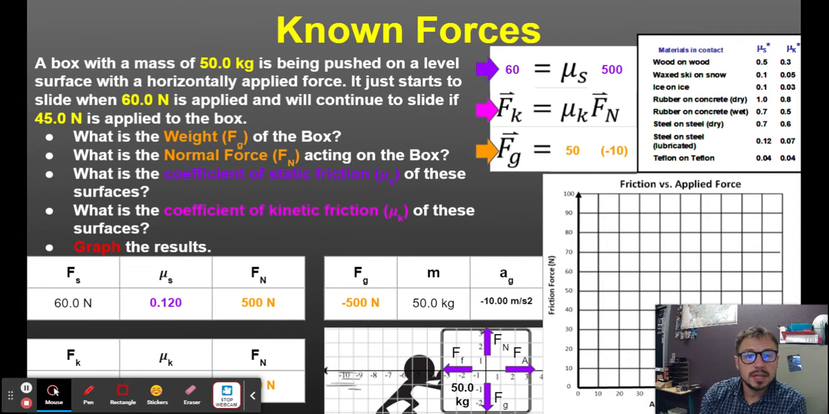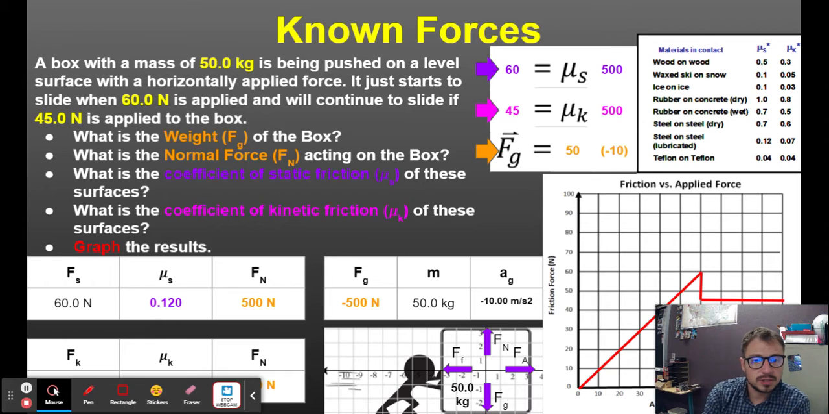All right, so then you can come in here and you can plug that in. So I know that if it's sliding at a constant velocity when 45 newtons is applied, then that's the kinetic friction because it's not accelerating. So I can plug that in. I can calculate the coefficient of kinetic friction, which is 45 divided by 500.